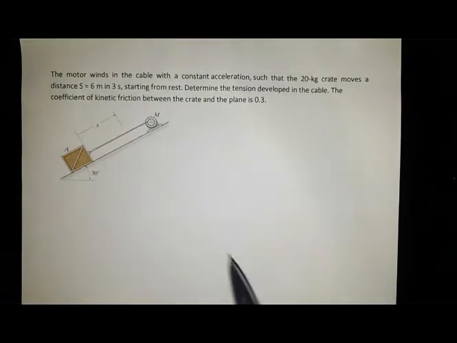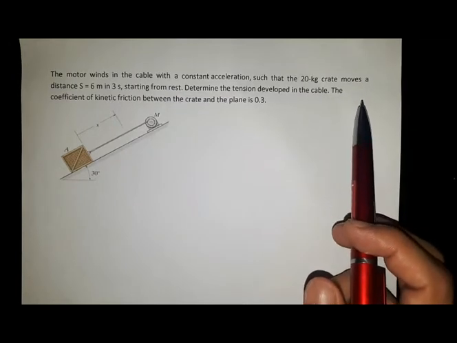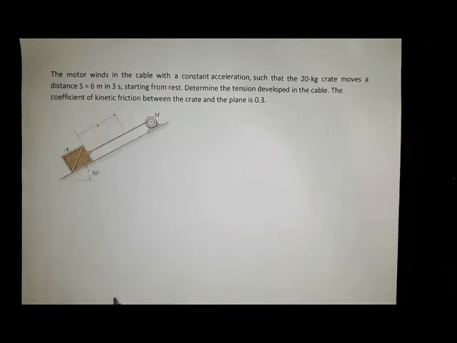The motor winds in the cable with a constant acceleration such that the 20 kilogram crate moves a distance S equals 6 meters in 3 seconds starting from rest. Determine the tension developed on the cable. The coefficient of kinetic friction between the crate and the plane is 0.3.